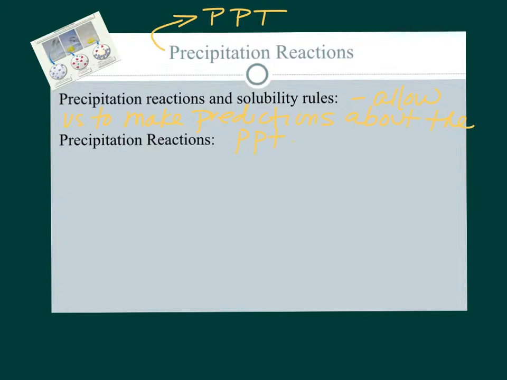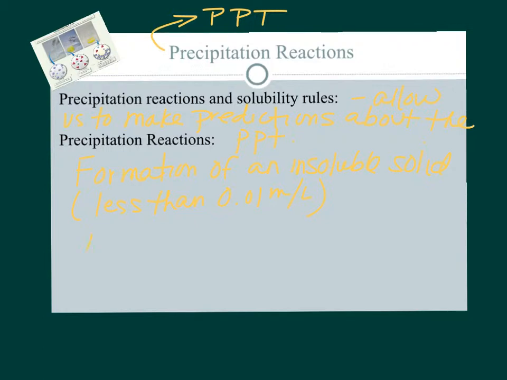So to define a precipitation reaction, which you already know, it is the formation of an insoluble solid. And that means less than 0.01 moles per liter.